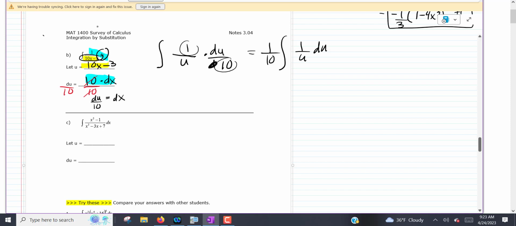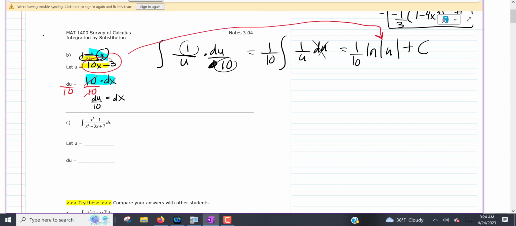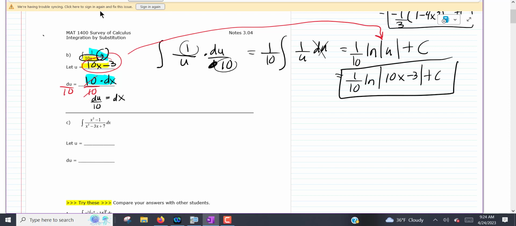ln u. Okay, good. So we end up getting 1/10 times ln absolute value of u plus c. And remember, when you're done with your antiderivative, the du disappears. Don't let that bother you. You're done with an antiderivative. You don't have that notation anymore. And then the last step is going to be to plug in the 10x minus 3 like that. So what we're going to have is 1/10 ln absolute value 10x minus 3 plus c. That's your answer.